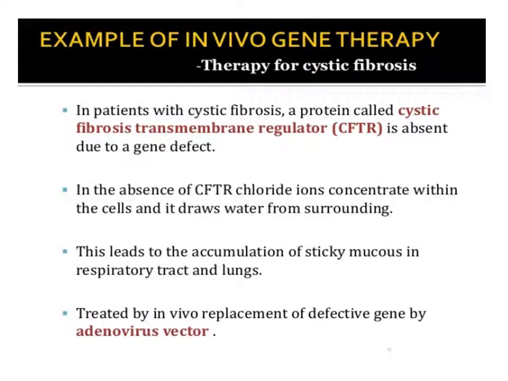An example of in vivo gene therapy is therapy for cystic fibrosis. In cystic fibrosis patients, CFTR protein is absent due to a gene defect. In the absence of this protein, chloride ions concentrate within the cells and draw water from the surroundings. This leads to accumulation of sticky mucus in the respiratory tracts and lungs. This disease can be treated by replacing defective genes using adenovirus based gene therapy.